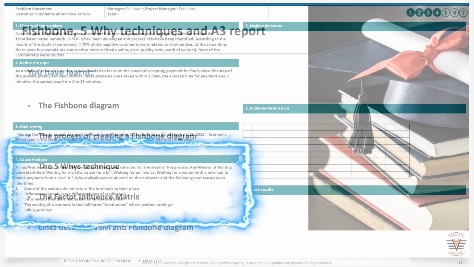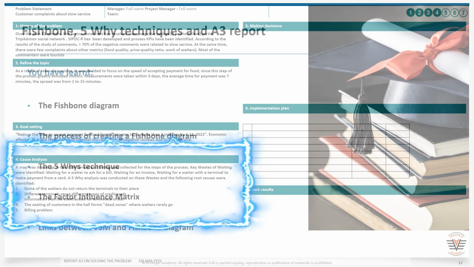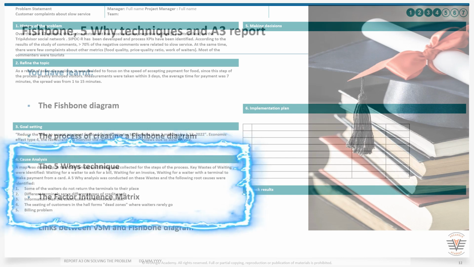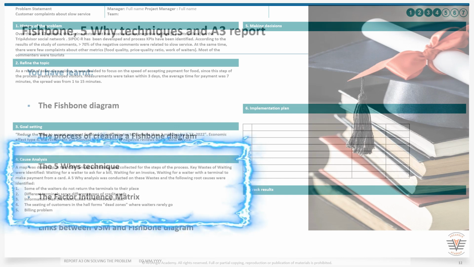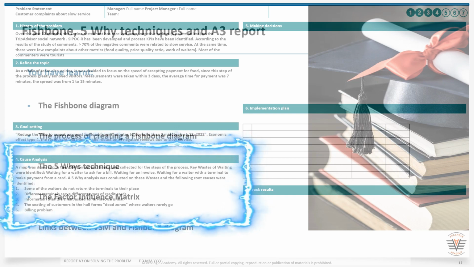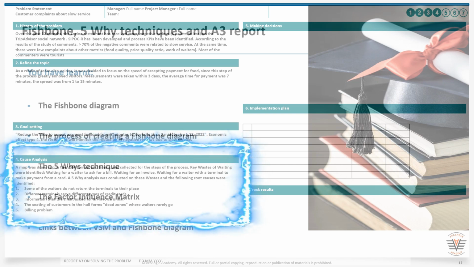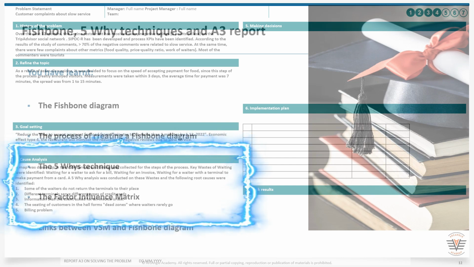3. Information that the client asked for an invoice is lost. This resulted in delays and waiting as waiters had to clarify and retrieve the necessary information, leading to customer dissatisfaction. 4. The seating of customers in the hall forms dead zones where waiters rarely go. This caused delays in attending to customers in those areas, resulting in longer waiting times.